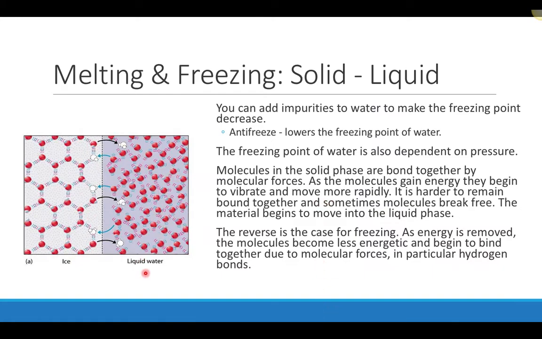So this is just another picture similar to what we just saw there. So if you're going to try to melt an object or to freeze it, you can actually add impurities to water to make the freezing point decrease. Obviously, if we're thinking about the freezing point of water, we know it's 0 degrees Celsius. But you can add something like antifreeze, which will lower the freezing point of water because you're adding some impurities. So different substances will freeze at different temperatures, just like they will boil at different temperatures. The freezing point of water is also dependent on pressure, but even when you change the pressure, it's still very close to 0 degrees Celsius.